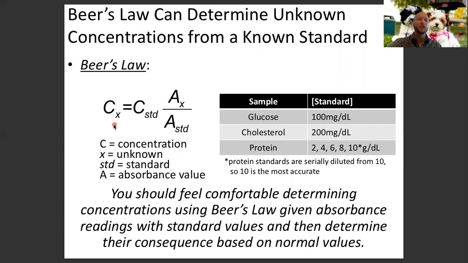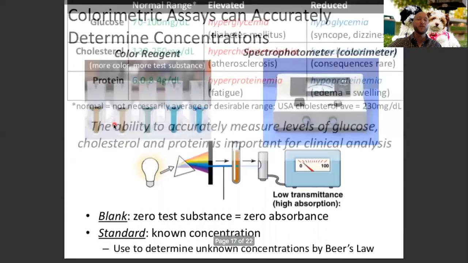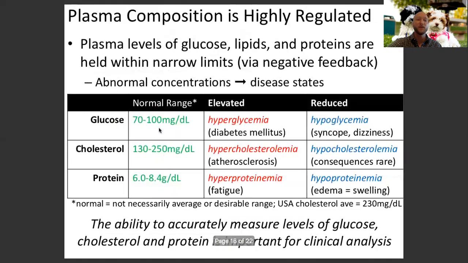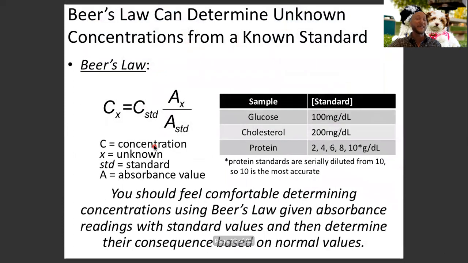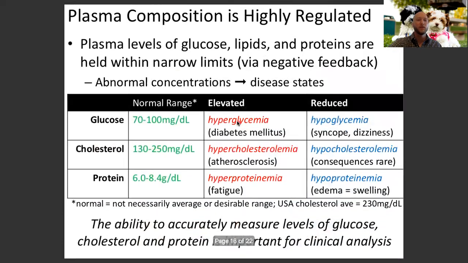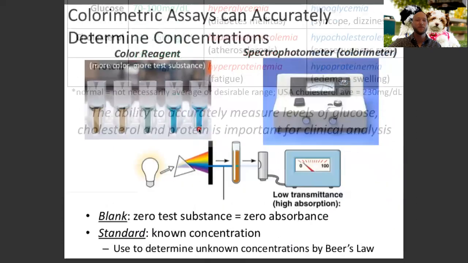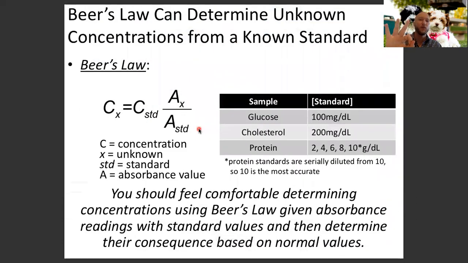Then I'll follow up in the question by saying, is this within the normal range? 1 additional point for knowing if this was within the normal range, the value right here. Then I'll follow up again by saying if this is outside the normal range, what is the vocabulary term associated with it? 1 additional point. Hyperglycemia, hypoglycemia. Right there, a 3-point question. You should be comfortable with that type of question.